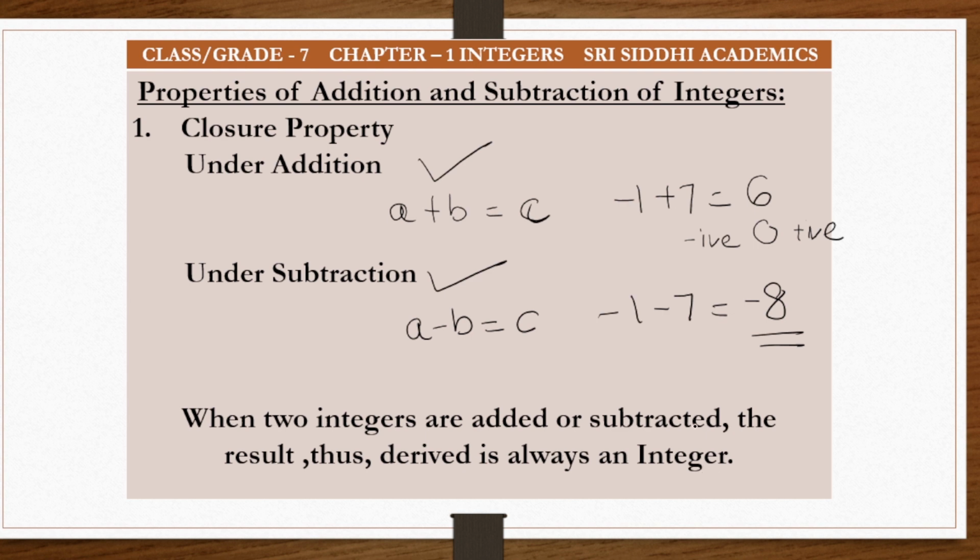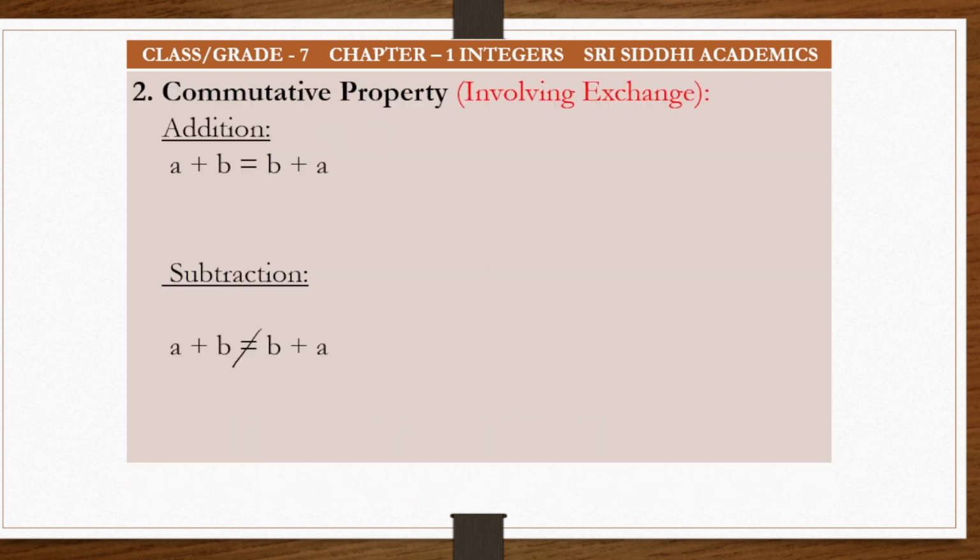Now let's understand commutative property. What does the word commutative mean? Commutative means something that involves exchange. See, first suppose there are two integers a and b. Now, if I write a plus b first, a in the beginning and b at the end after the plus sign, whatever answer I get, suppose I get C, then if I do b plus a also, I will get the same answer C.